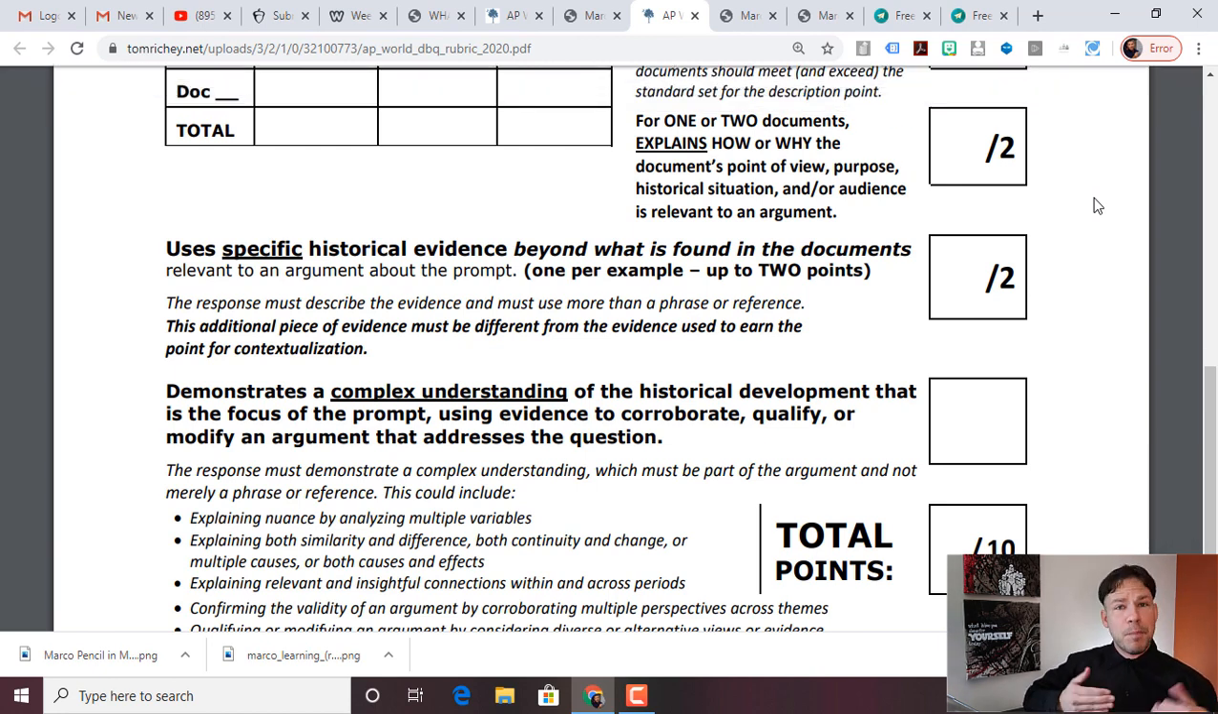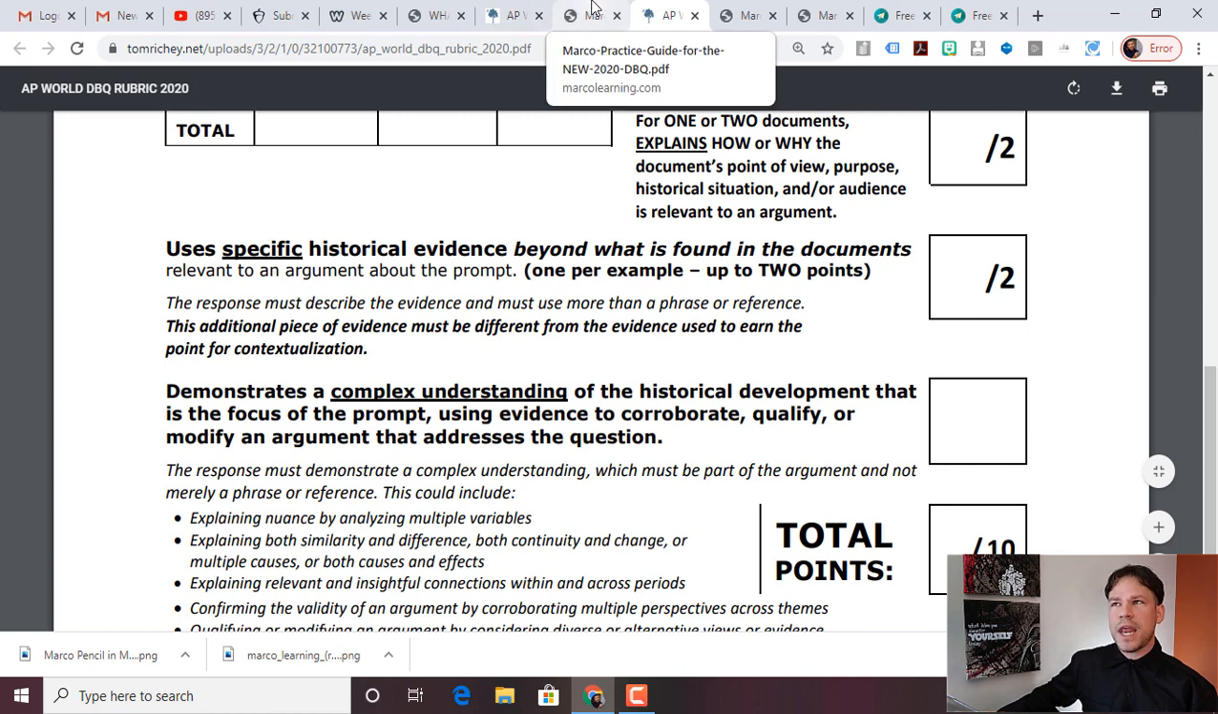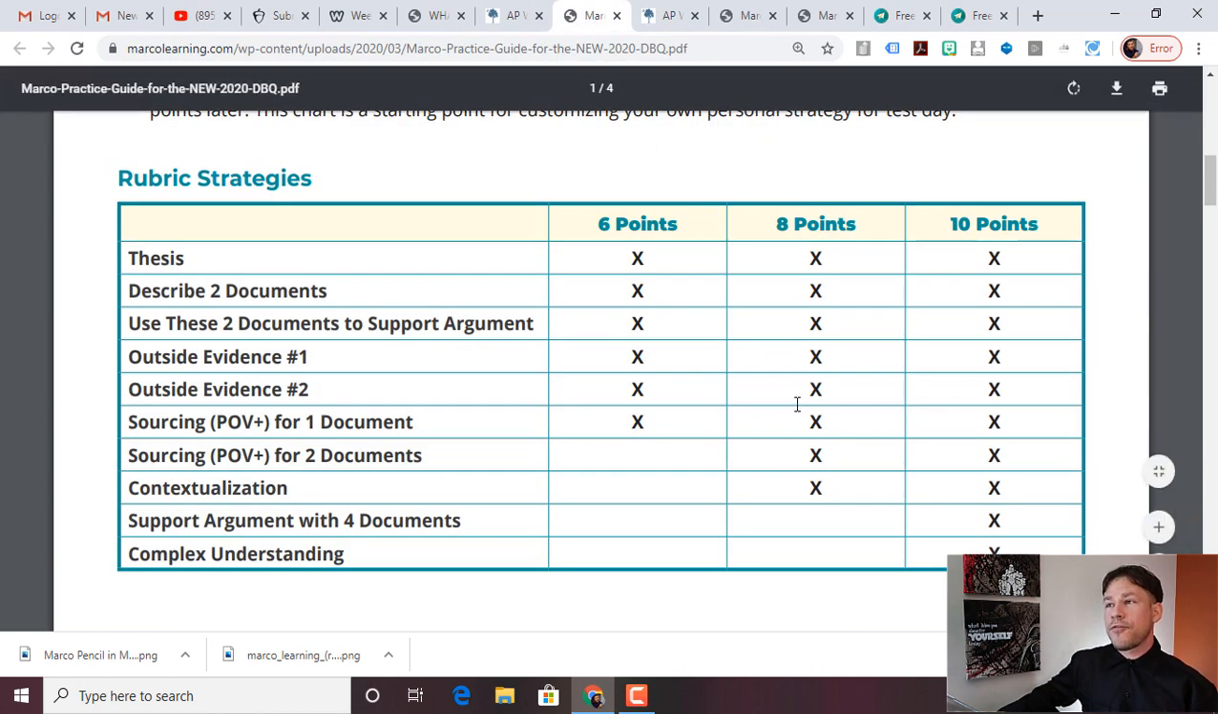which is easier to do if you're picking your 3 strongest documents and really doing them right, rather than trying to use all of the documents and maybe using some documents that confuse you. So that's why I recommend the 3 document strategy, which can lead you very easily to an 8, which is going to be a safe 4.